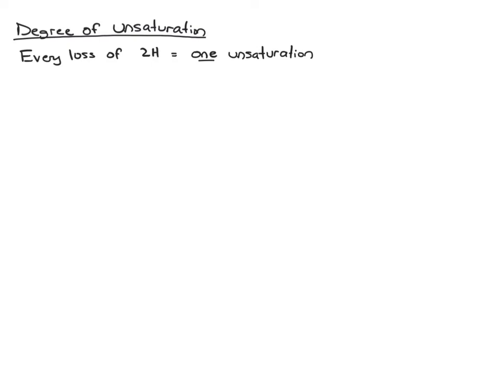The next thing we're going to talk about is the degree of unsaturation in a molecule. We spent a little bit of time on this already, but basically we know that every loss of 2 hydrogen from a saturated formula is 1 unsaturation. So what we're going to do is look at some different C5 molecules. We're going to start with just an alkane, then we'll look at a carbon 5 alkene.